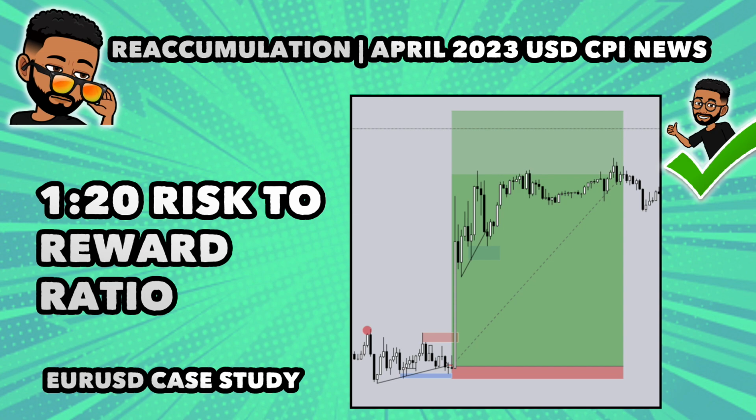Now today's video is going to be a case study breakdown video, so I'm going to be going over a trade that we actually placed live on our mentorship call. It was about 2 weeks ago. This trade is an example of a Wyckoff re-accumulation style of trade, and in the end it achieved a 1 to 20 risk to reward ratio.